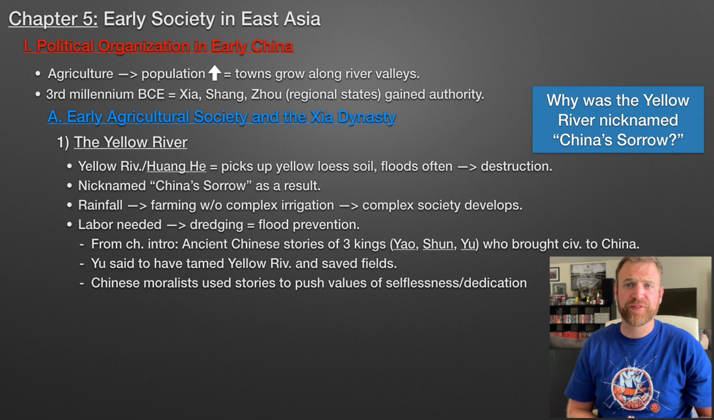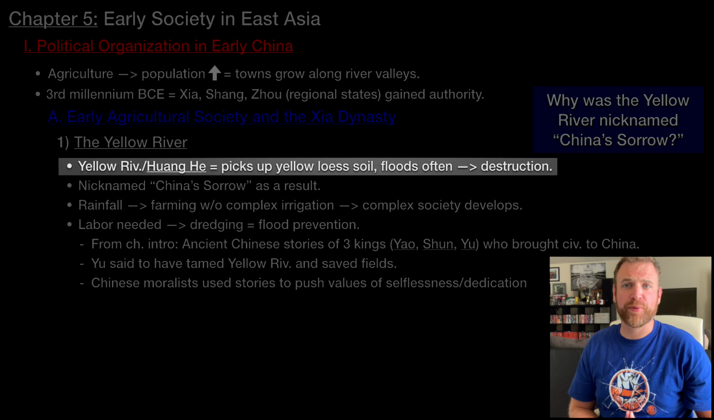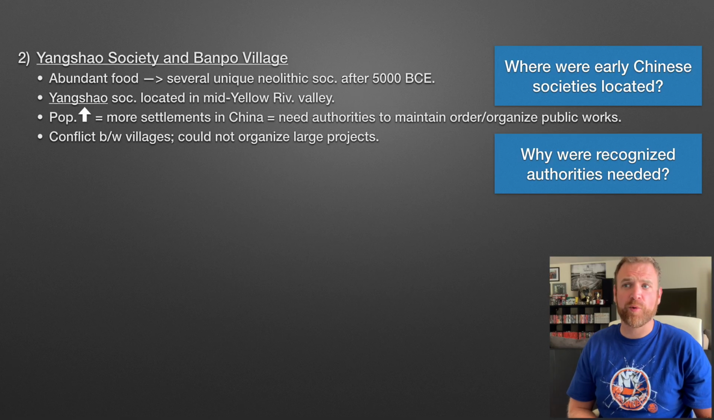Next to the Yellow River section of my outline, I'm going to attach the question, why was the Yellow River nicknamed China's Sorrow? All of the bullet points I put in my outline could be used to answer that question. Now I'll make a question for the Yangshao section of my outline. I'm going to create 2 open-ended questions for this part of my outline. Where were Chinese societies located, and why were recognized authorities needed in these societies?